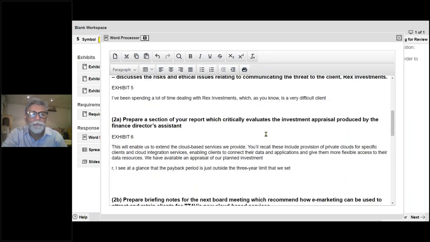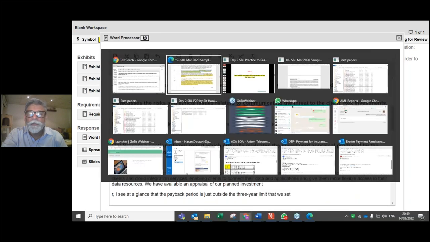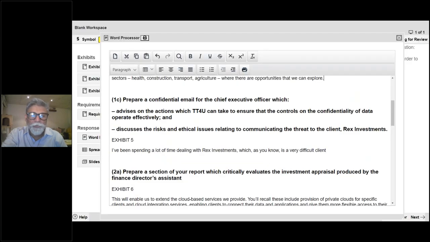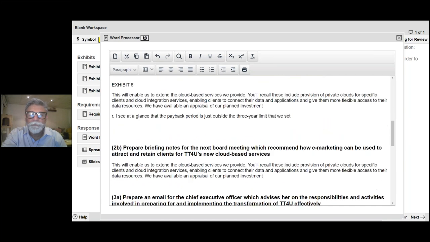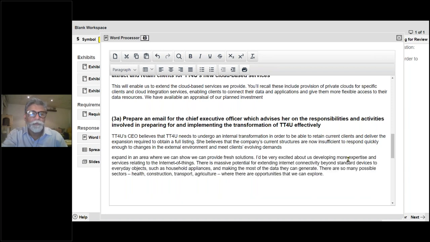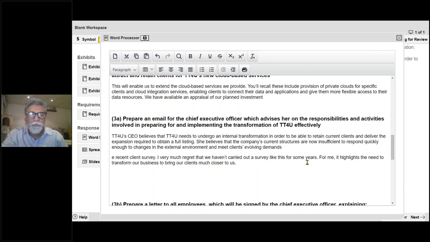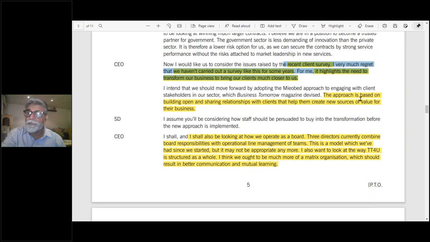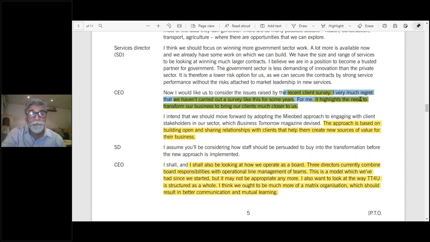Transform. There was something about transform, right? Or maybe, okay, let's first put it under transform. Where is transform? Yeah. Is this a risk that we haven't carried out a survey like this? So they haven't done a client survey for so many years. Is this a risk? Can this harm the business in some way going forward? Do we need to fix it?